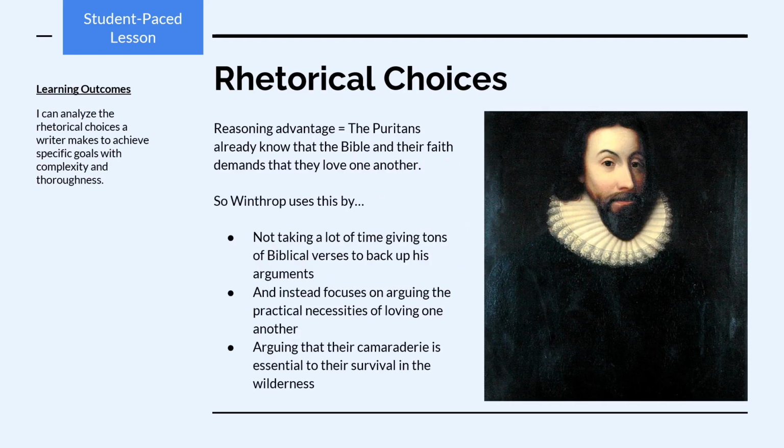We can find an example of a reasoning-based advantage in John Winthrop's sermon. That's because his audience, the Puritans on board the boat, already know that the Bible and their faith demands that they love one another. So Winthrop uses this by not taking a lot of time out of his sermon to give tons of biblical verses that the Puritans already know to back up his arguments. He instead focuses on arguing the more practical necessities of loving one another, arguing that their camaraderie is what's going to help them survive in the wilderness.